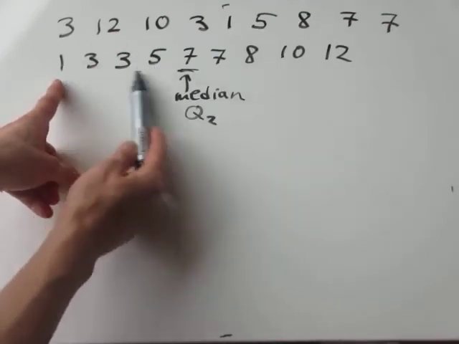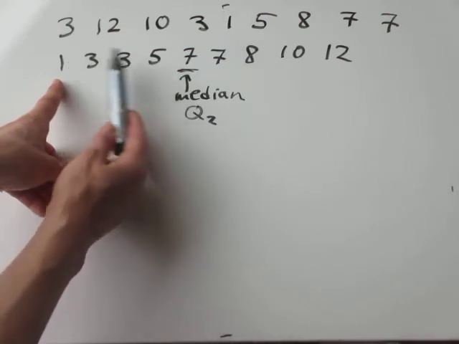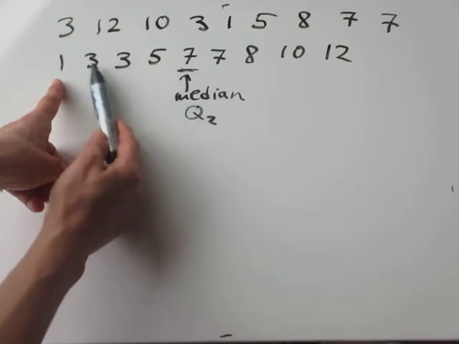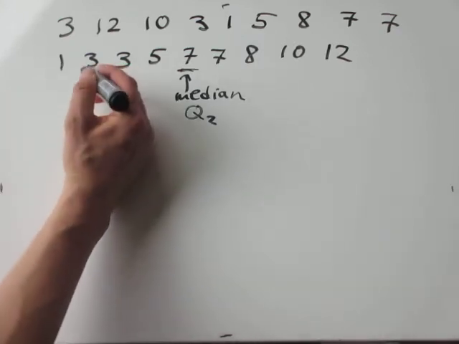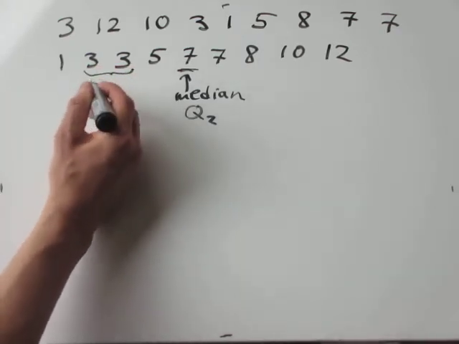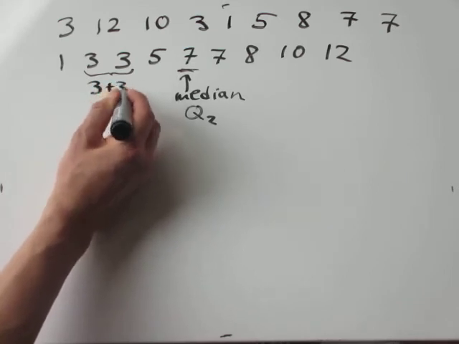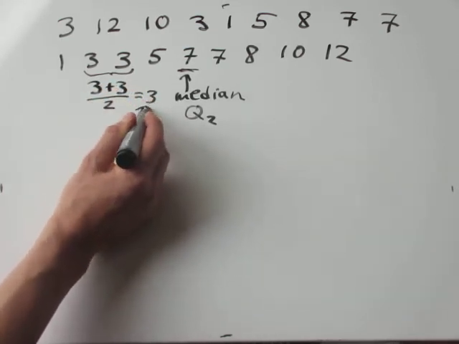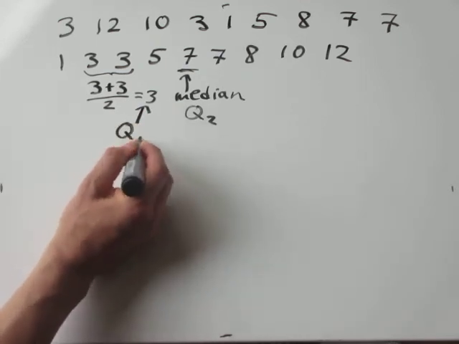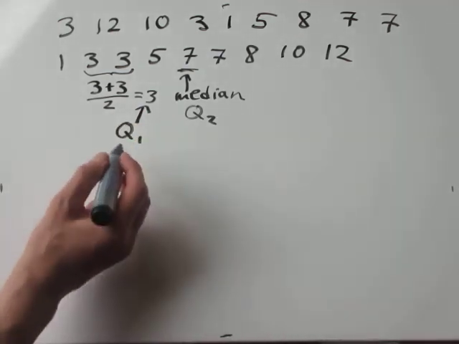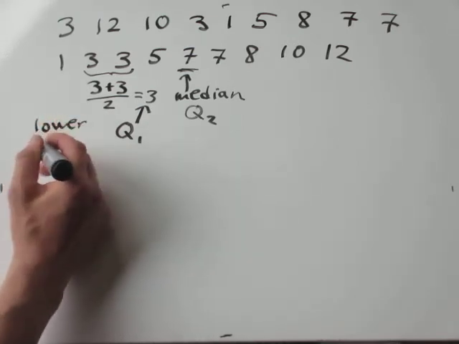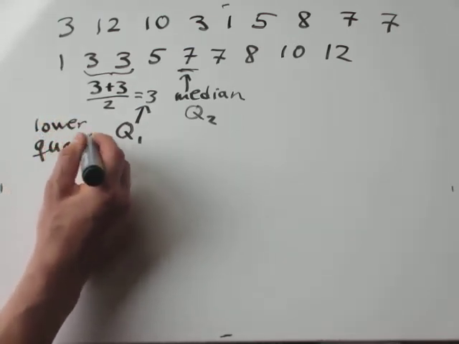So now we look at the lower part here. What is the median of these 4 values? Well, we can see that 3 and 3 are in the middle. If we take 3 plus 3 and divide by 2, we'll still get 3. This is called Q1, and we call that the lower quartile.